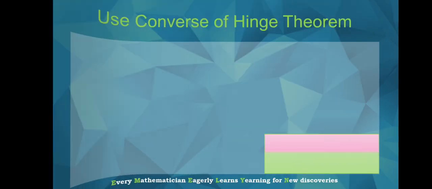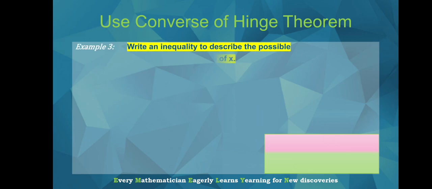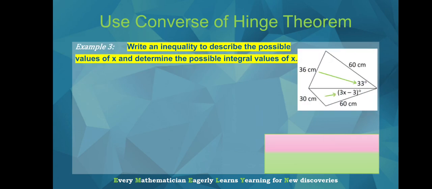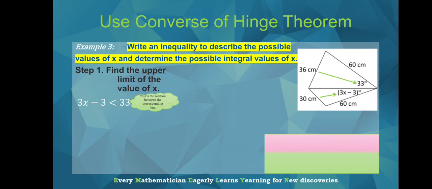Example 3. Write an inequality to describe the possible values of x and determine the possible integral values of x. First, find the upper limit of the value of x. Upper limit means the highest possible value of x. From the diagram, 3x minus 3 degrees is opposite 30 cm and 33 degrees is opposite 36 cm. If 30 cm is less than 36 cm, then 3x minus 3 is less than 33. This is the relation between the corresponding legs.